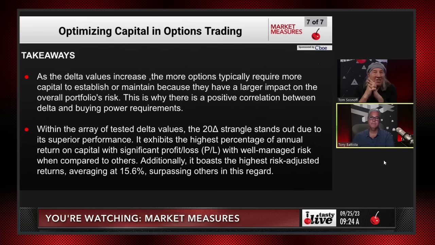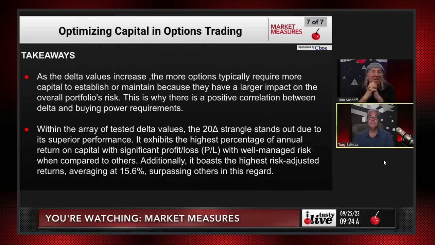So as the delta values increase, the more options typically require more capital to reestablish and maintain because they have a larger impact on the overall portfolio risk. This is why there's a positive correlation between delta and buying power requirements. That's what I meant to say.